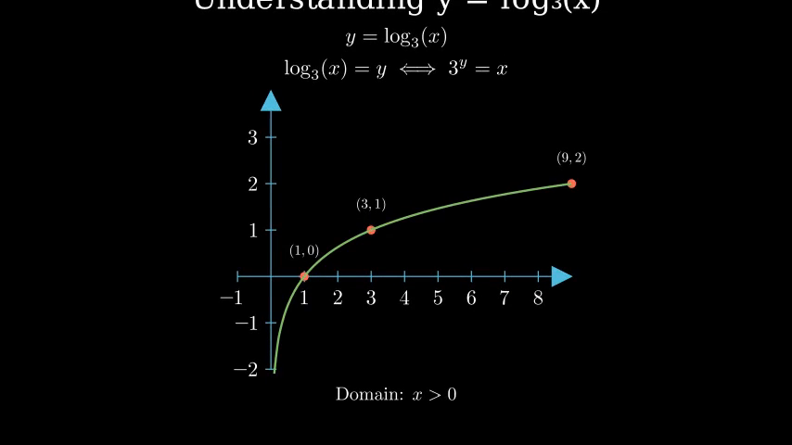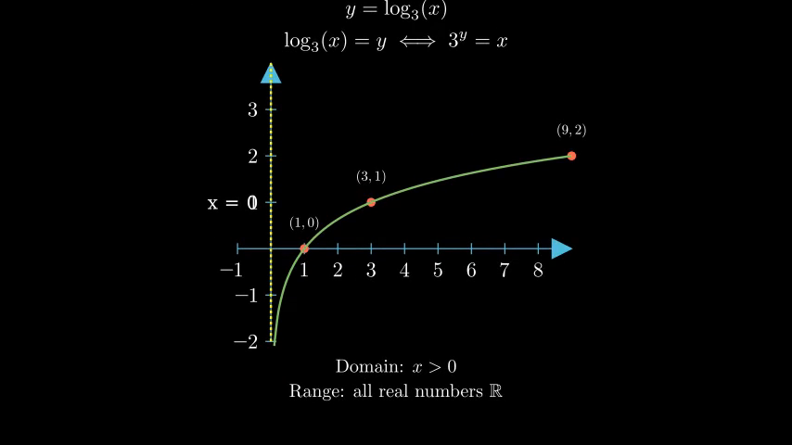First, the domain. The logarithm is only defined for positive x values, so the domain is all numbers greater than 0. As x approaches 0, the function goes down without bound, creating a vertical asymptote at x equals 0. The range of this function is all real numbers. As x gets larger and larger, y increases very slowly, and as x approaches 0, y becomes more and more negative.